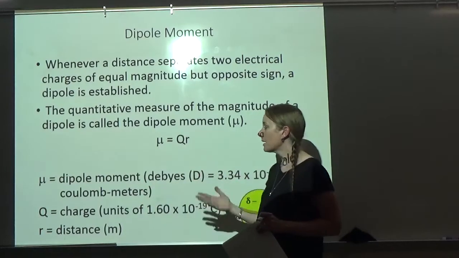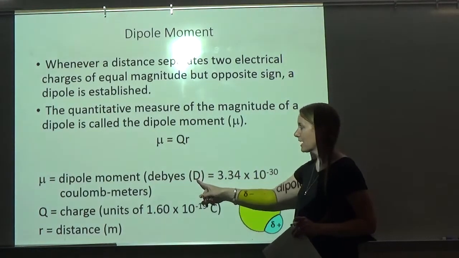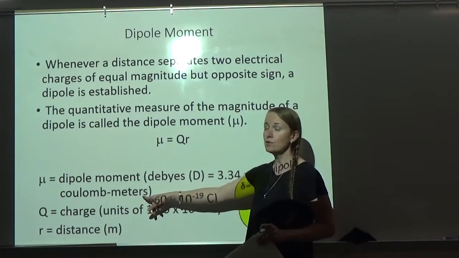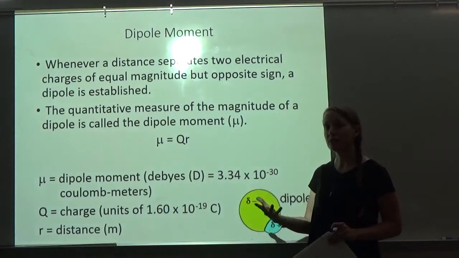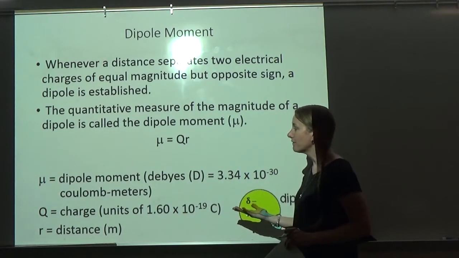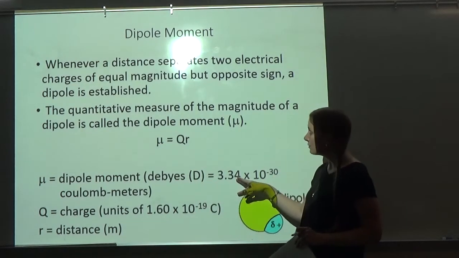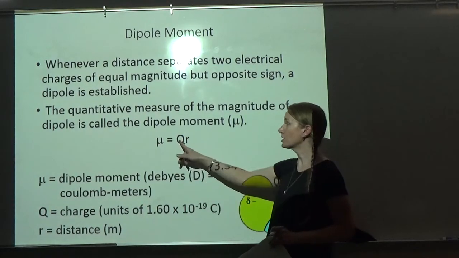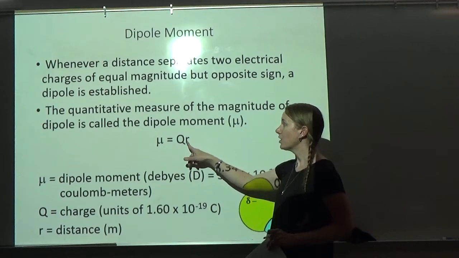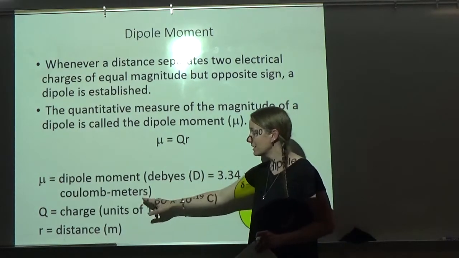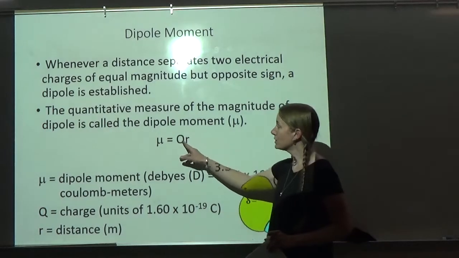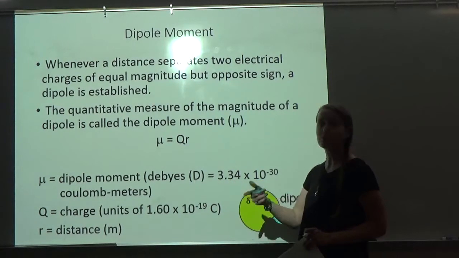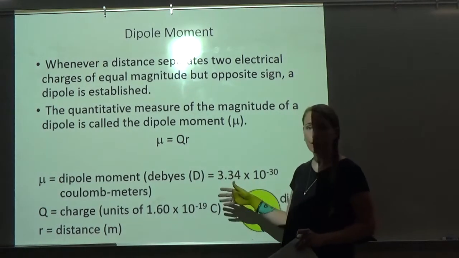So mu is the dipole moment in debye, which is just a capital D. But a lot of times when you solve for this, you're going to end up with coulomb meters. But the question might ask you for the dipole moment in debye. So here is our conversion. 1 debye equals 3.34 times 10 to the negative 30 coulomb meters. Because coulomb is just our unit for charge. Q, you'll see in a second, is charge. And R is our radius or our distance, so it's going to be in meters. So when you solve for this, you're going to get the unit coulomb meters. But like I said, we normally use debye as our unit for dipole moment. So we'll just need to convert from there.